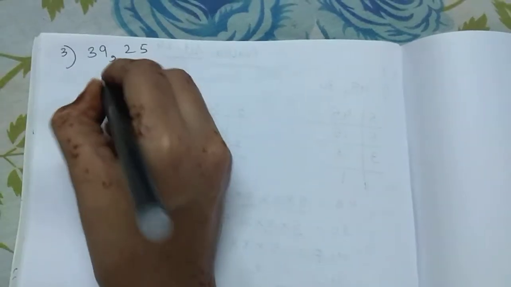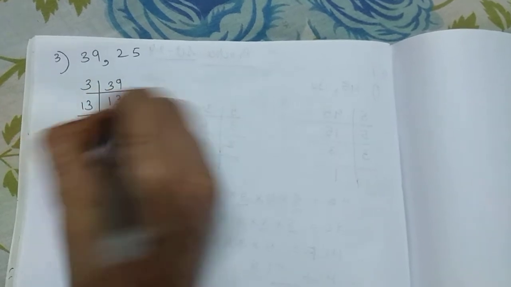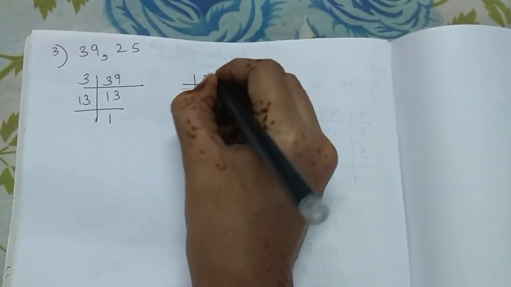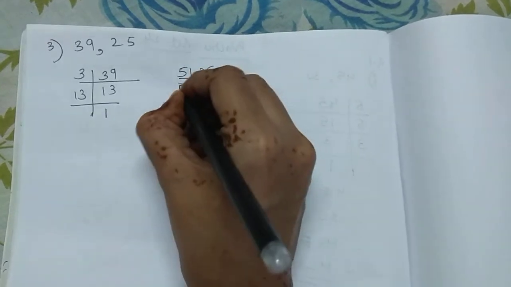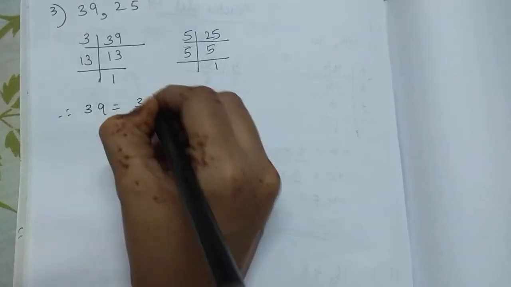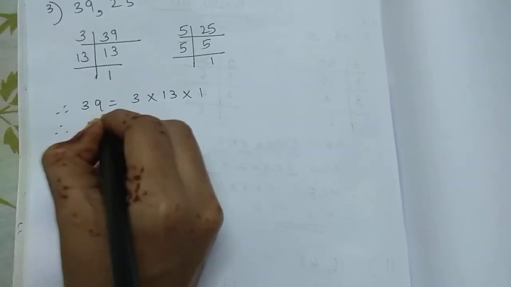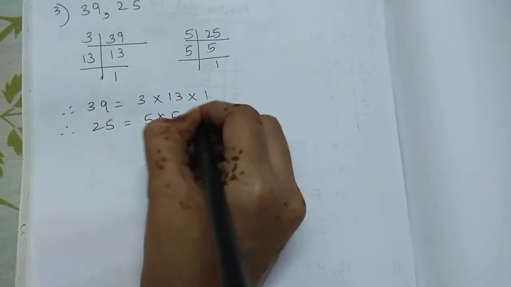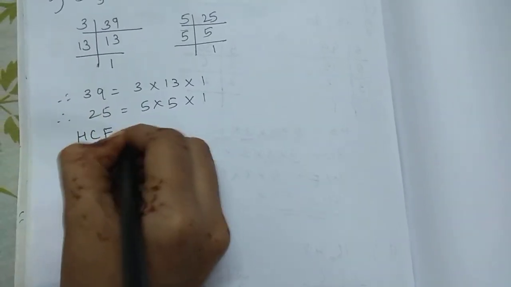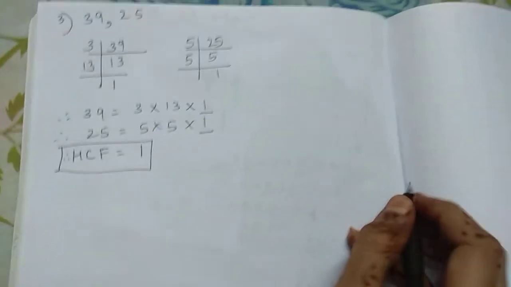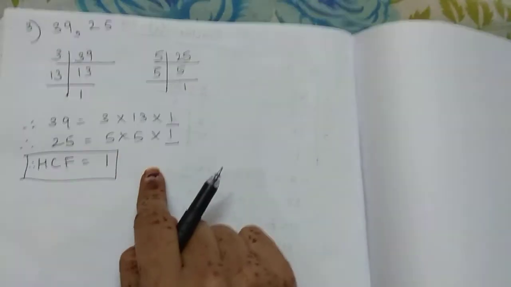Third sum, 39 and 25. So the factors of 39: 3 13s are, 13 is a prime number, so 13 1s are. 25, 5 5s are, and 5 1s are. So the factors of 39 are 3 into 13 into 1, and of 25, 5 into 5 into 1. So what is common in this? Only the single number 1. So HCF is 1. If nothing is common, then HCF is 1. Highest common factor will be 1.